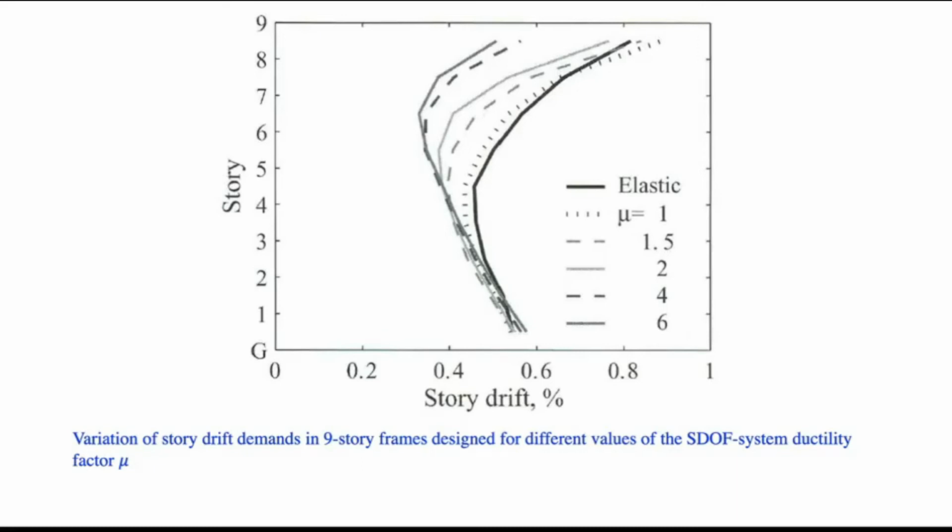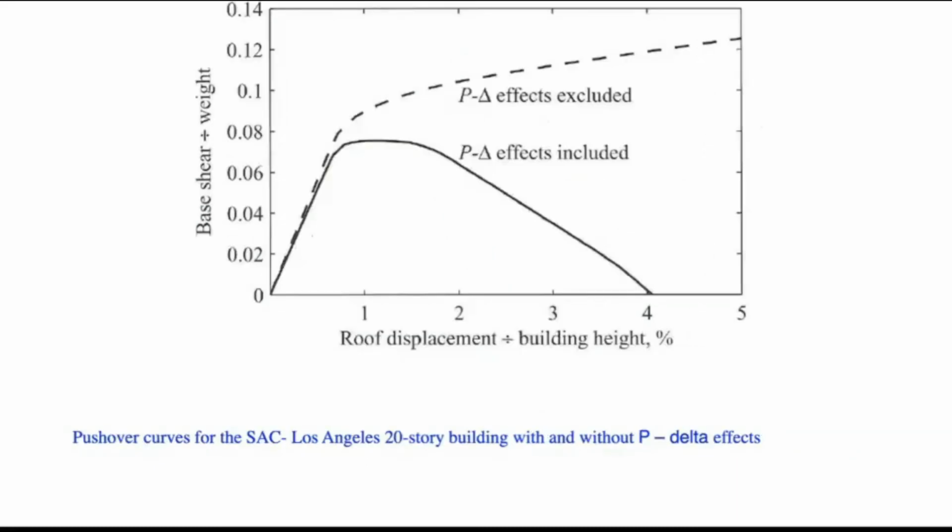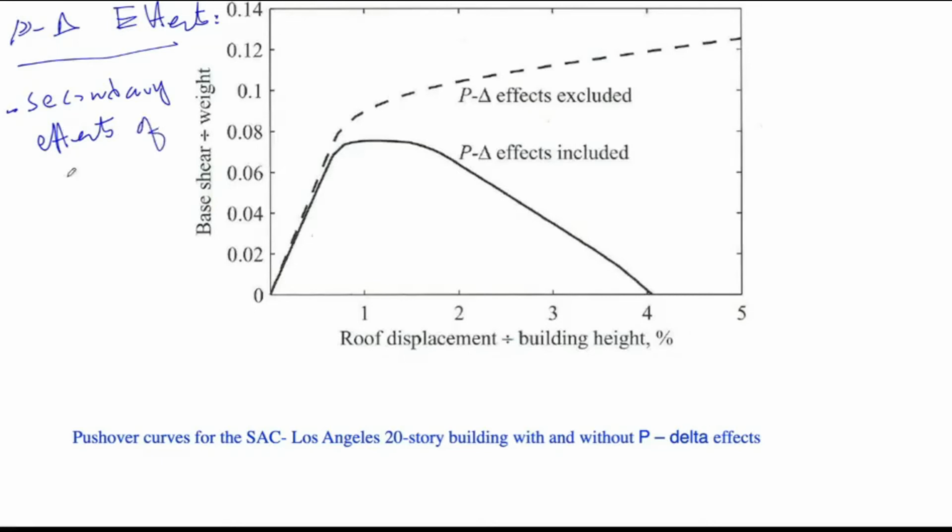Now let's look at some other important effect. Let me just mention the P delta effect. When the structure is behaving inelastically, the P delta effects become important. What is the P delta effect? P delta, so these are the P and delta effects. What is the P delta effect? These are basically secondary effects. Secondary effect of the downward forces.